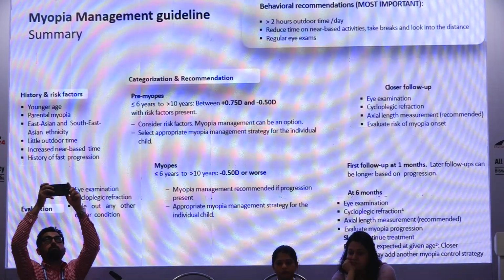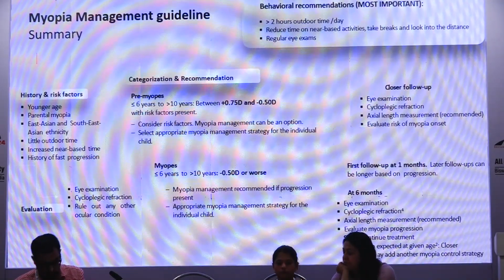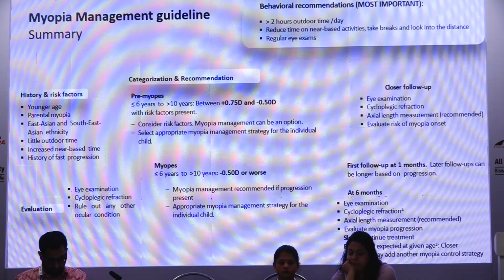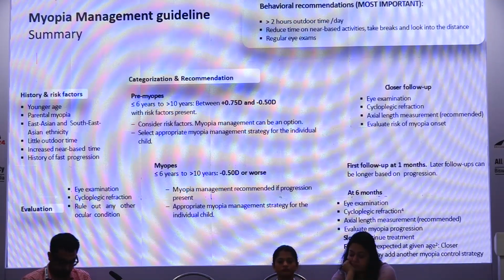So this is the summary of the whole workup that we do at our myopia control clinic. The first part has the history and then there is evaluation. Then we categorize them whether they are a progressor or not. So the key, as I have been repeatedly saying, is whether there is any progression or not, and if there is a progression, then we think of what would be the appropriate strategy.